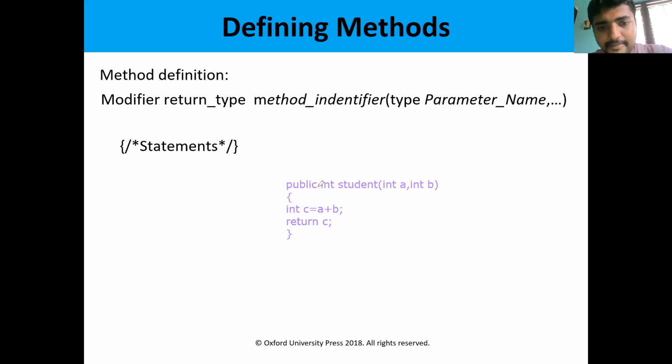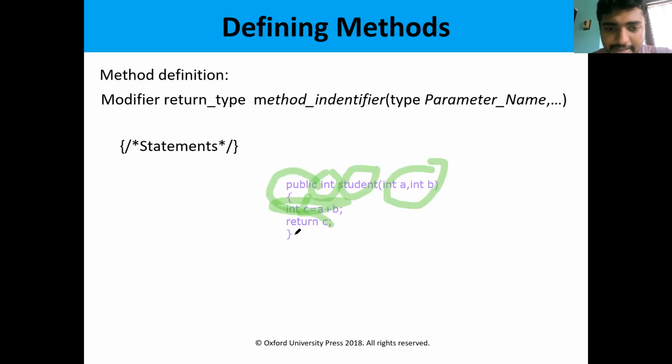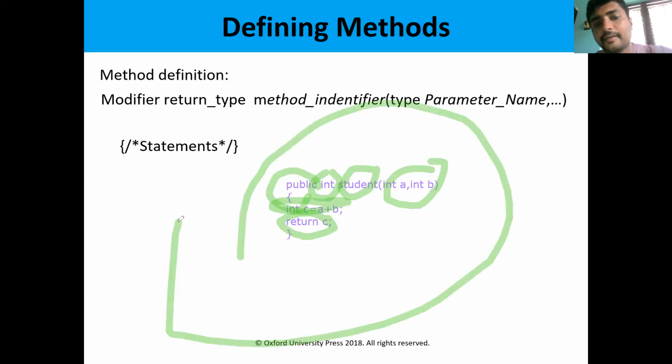So the method consists of an access modifier, return type, and then method name, and then parameter list, and then body of the method, and then return statement. So this is the basic syntax for creating any method. Any method can be created by using this syntax. So this is the simple syntax for creation of a method.